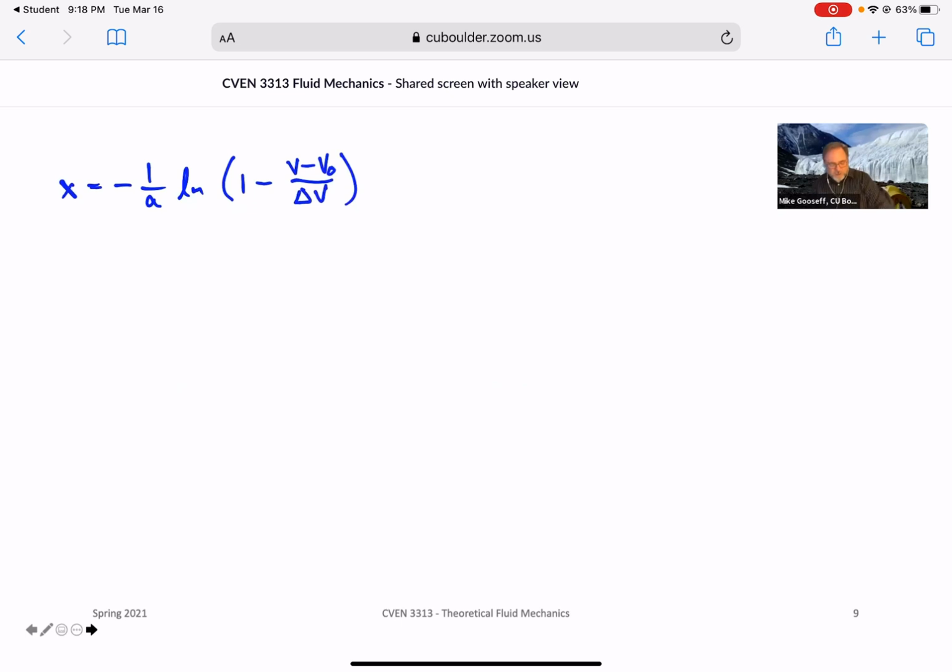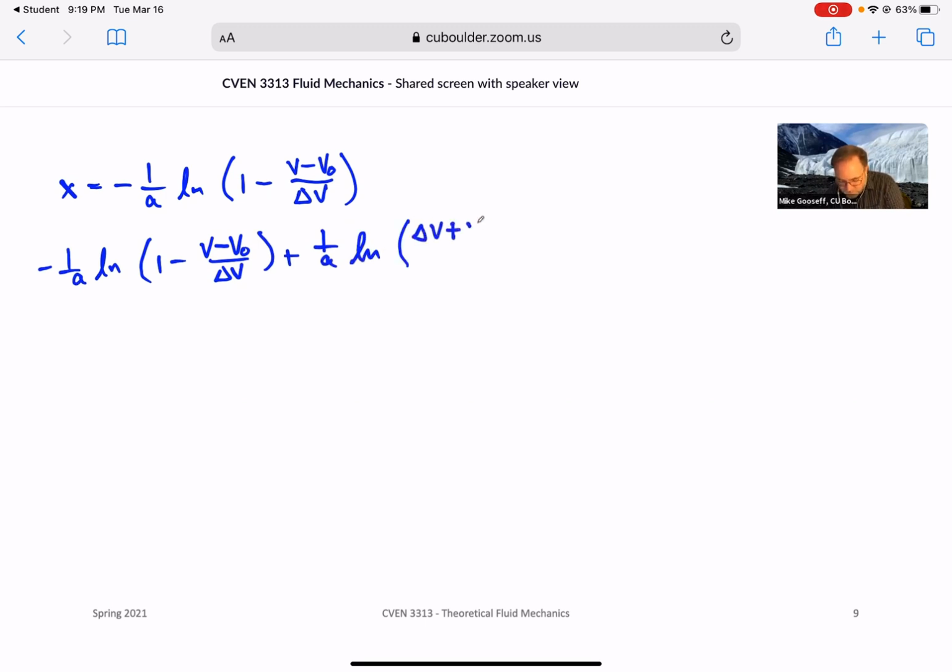So when we substitute these in, we're going to end up with minus 1 over a times the natural log of 1 minus v naught over delta v plus 1 over a times the natural log of delta v plus v minus v naught over v naught, which is equal to v naught plus delta v times t.